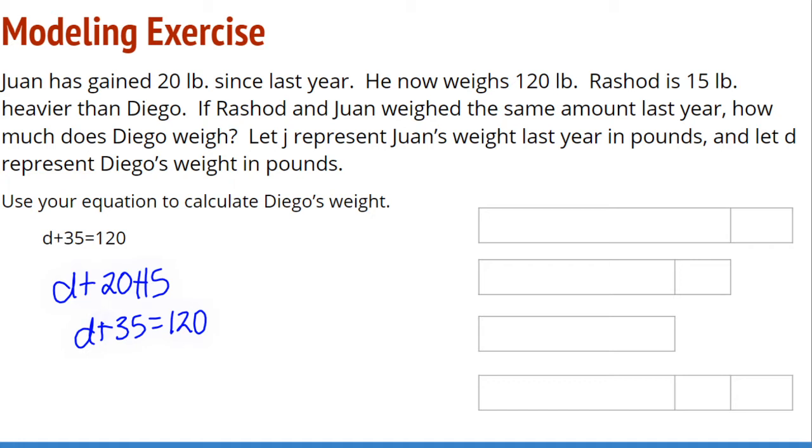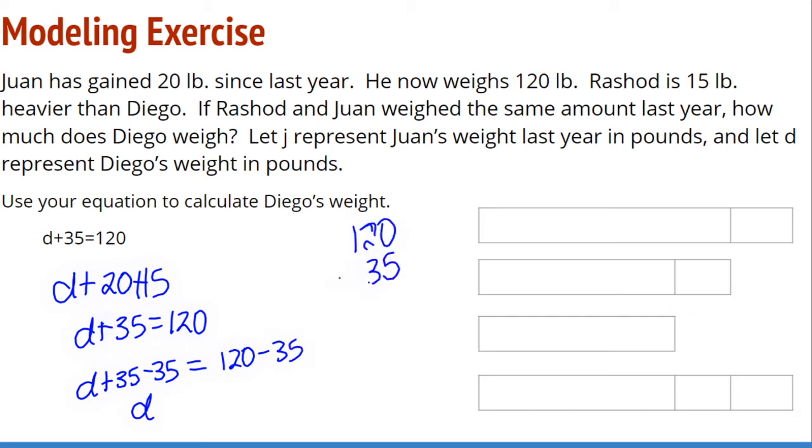And then I can use my identity properties. D plus 35 minus 35, which will leave me with Diego. And over here I've got 120 minus 35. Do a little subtraction here, and I find that Diego is 85 pounds, which, if you'll remember, is what I figured out just putting the numbers on the tape diagram.